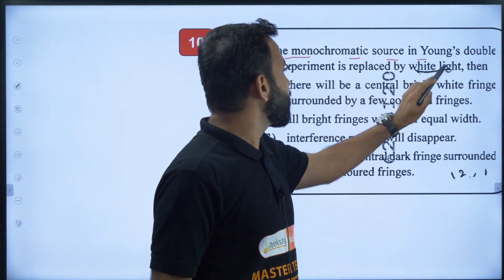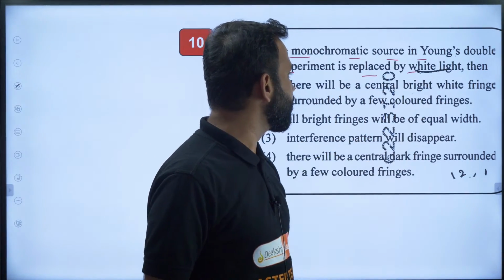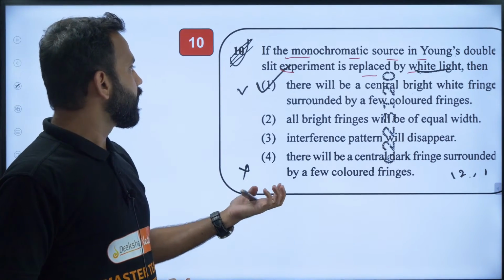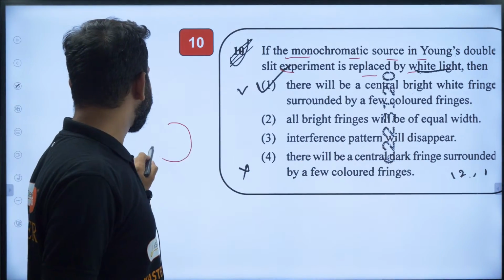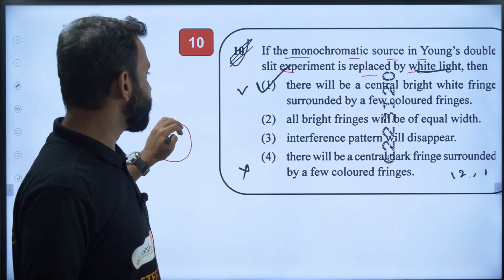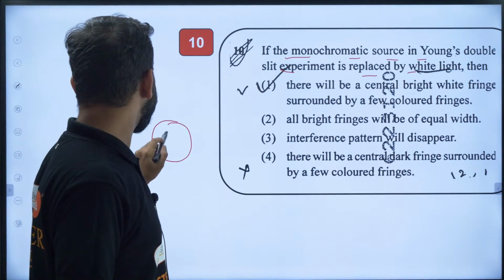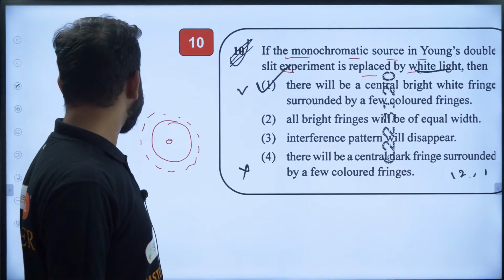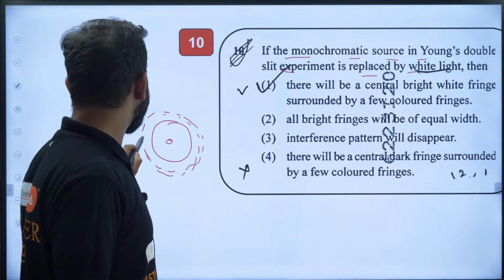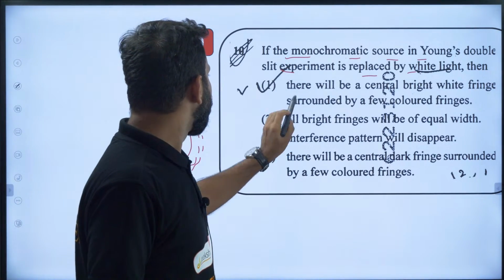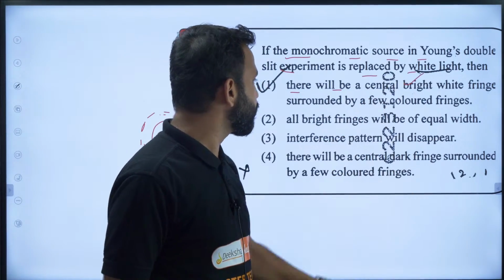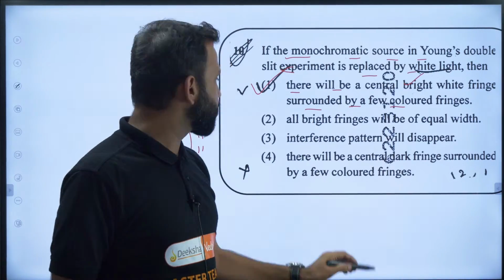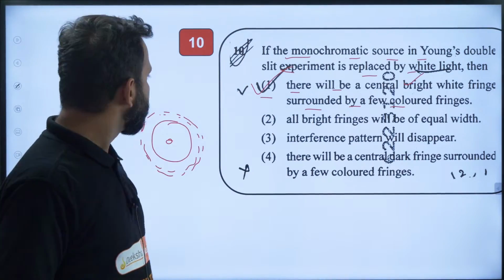Next question, question number 10. If the monochromatic source in Young's double slit experiment is replaced by white light, then central fringe will be white, bright. And then the first order fringes will be colored. We will get a few colored fringes. So there will be a central bright white fringe surrounded by a few colored fringes, right? Option 1 is the correct answer. 10th one is 1.